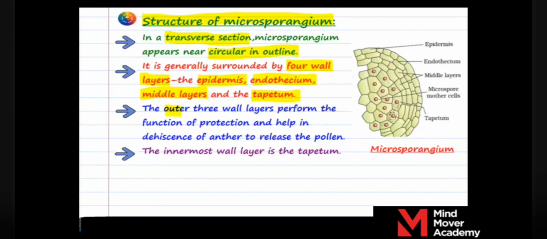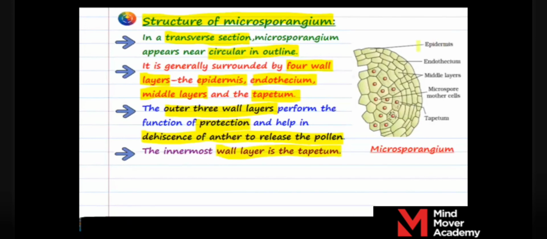The outer 3 wall layers perform the function of protection and help in dehiscence of the anther to release the pollen. So the outer 3 layers help in the protection of the microsporangium, and they also help in the dehiscence of the anther to release the pollen. That is, it makes the anther burst open to release the pollen grains. And the innermost wall layer is the tapetum.